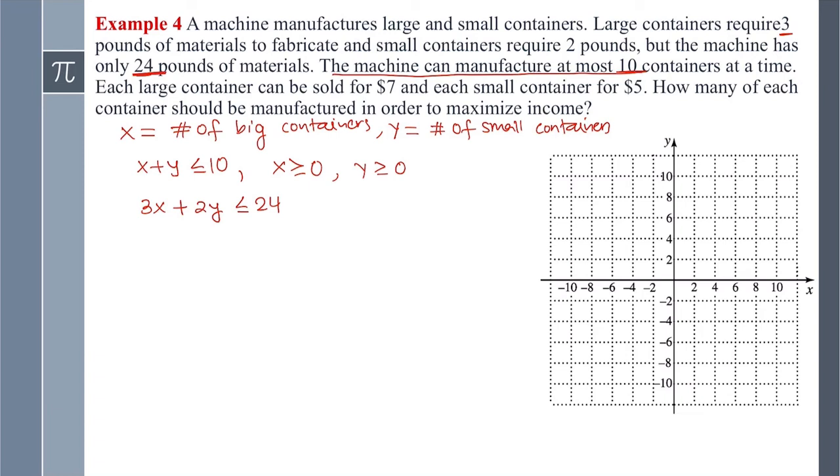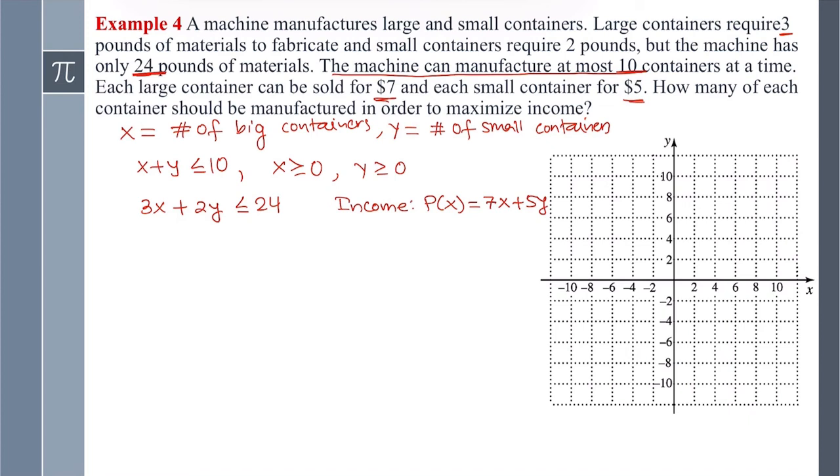Now the income, we have to write a function for that. Let's write P of x, which is this: the larger one we can sell at $7, so 7 times x, plus the smaller one we can sell for $5, so it's 5 times y. So this function gives us the income. Now our goal is to say how many smaller and how many larger containers we should produce so that we make the maximum income.